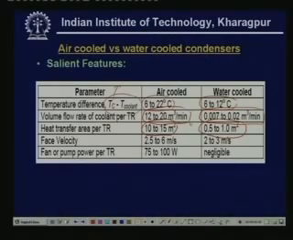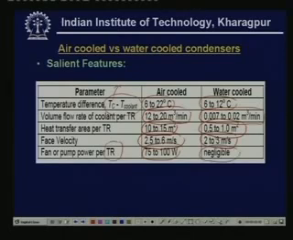Next comes the phase velocity. The phase velocity of air cooled condenser varies from about 2.5 to 6 meter per second, whereas in case of water it is slightly smaller, it varies from about 2 to 3 meter per second. Finally, the fan or pump power per ton of refrigerant. This is a parasitic power, required for circulating the external fluid. You find that in case of air cooled condenser you require about 75 to 100 watts per ton of refrigeration, whereas it is negligible in case of water cooled condenser.